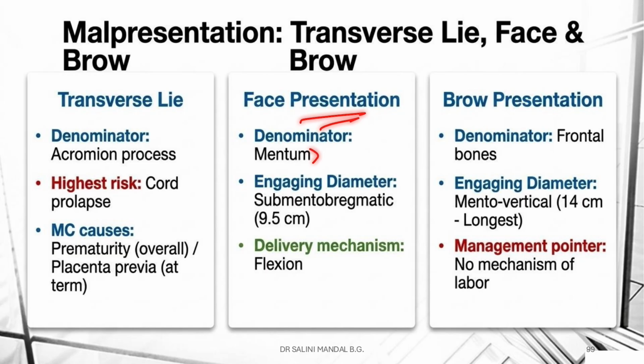Face presentation, denominator is mentum. Delivery is through flexion, and the engaging diameter is submentobregmatic, 9.5 centimeters. Brow presentation, the frontal bones are the denominator. Mentovertical, that is 14 centimeters, is the engaging diameter, and there is not much mechanism of labor over here.